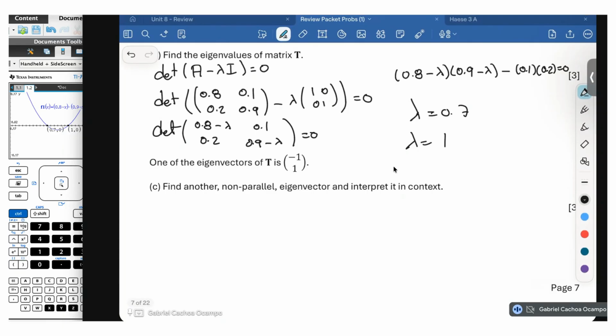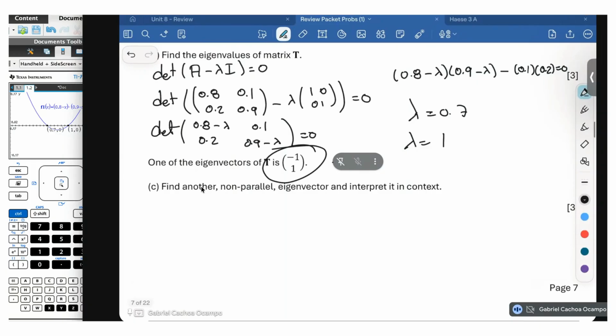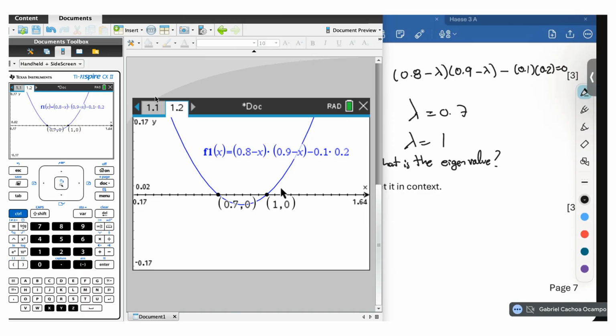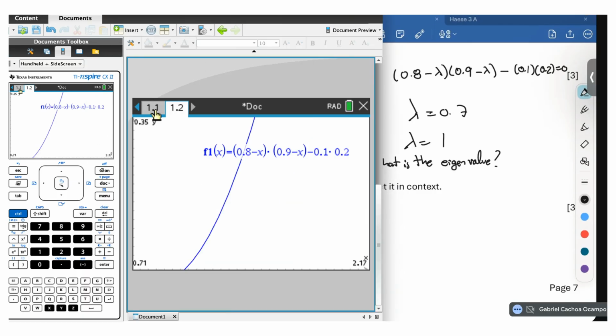Okay, one of the eigenvectors is 1, negative 1. How do we check which one is this? How do we check what is the associated eigenvalue to this vector? I know that this is an eigenvector, but what is the eigenvalue? Does this vector come from 0.7 or does it come from 1? And how do we check it? Well, let me go back to the calculator.